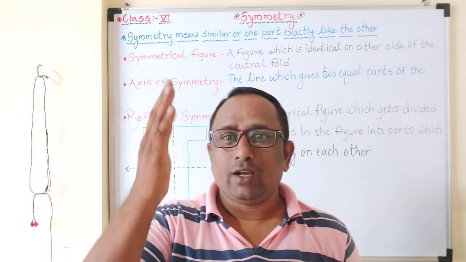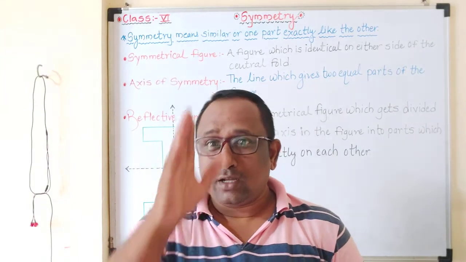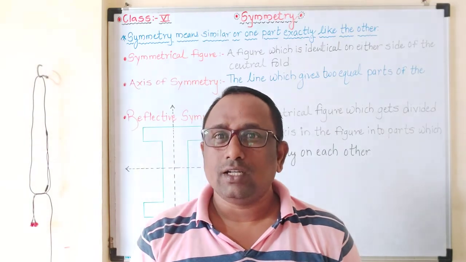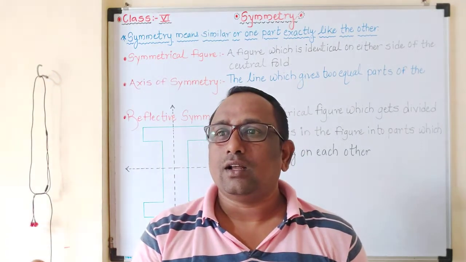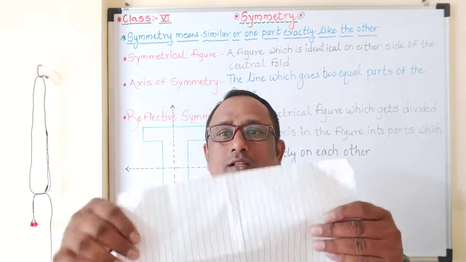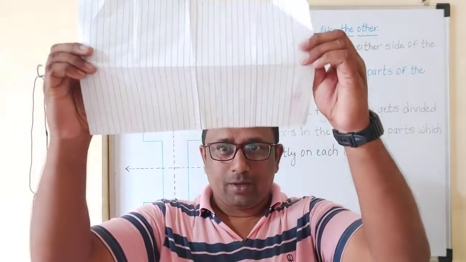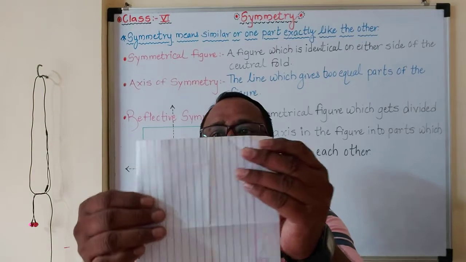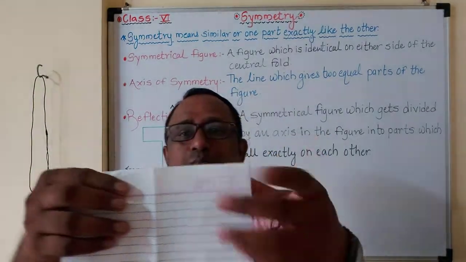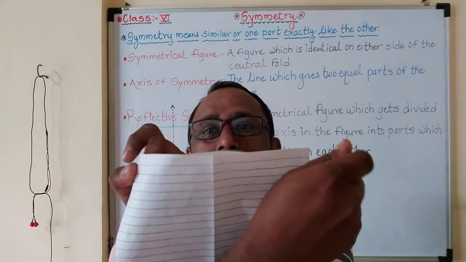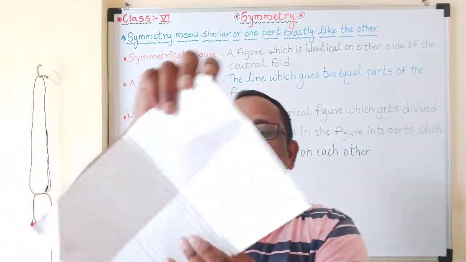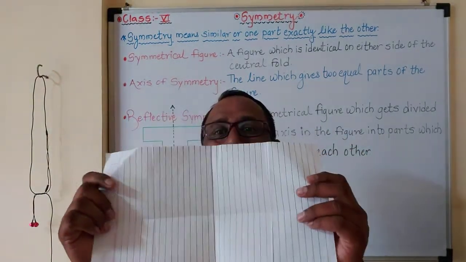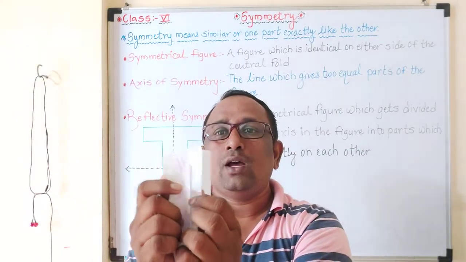For example, if we cut an apple through the center, then the apple has two equal parts, isn't it? Then like this page, this is a rectangular page. If I fold it in between, or at the center, then see, these both edges match. So now here we got one line. When we fold this, this is an example of symmetry.